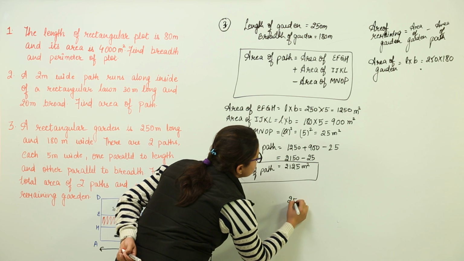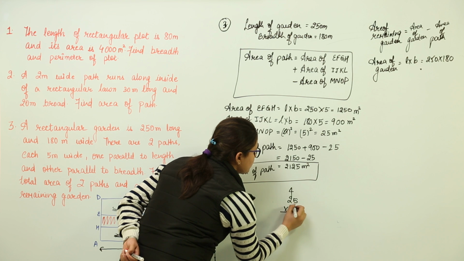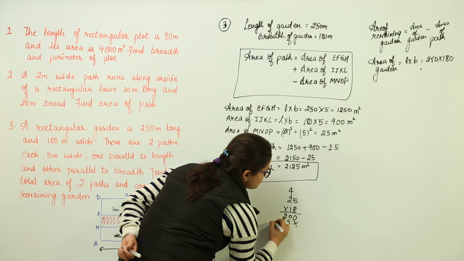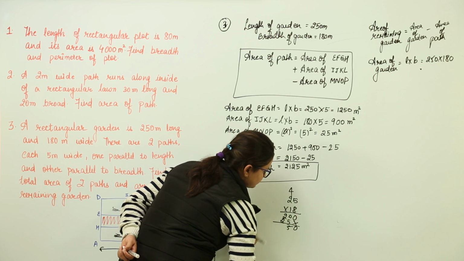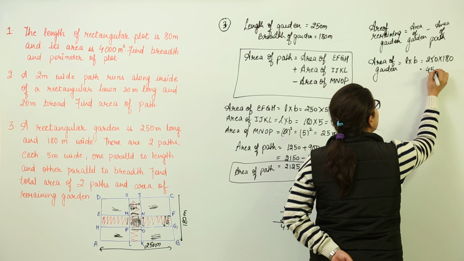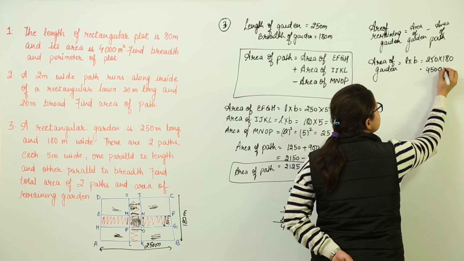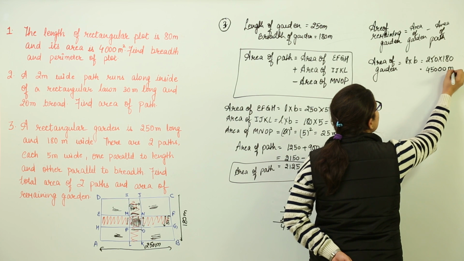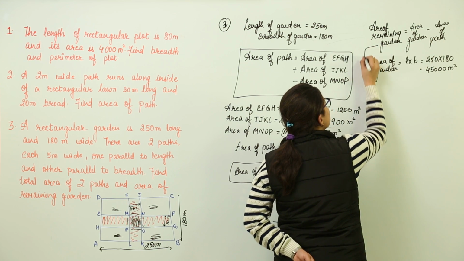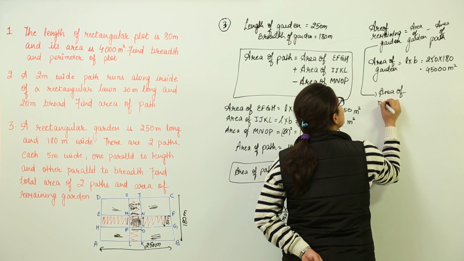Let us find that out. 25 into 18. 8 5s are 40, 4, 8 2s are 16 and 4 20. 5 and 2 you get 0, 5 and 4. So you get 450 and the 2 zeros that I had not included in multiplication. So this is the area of garden, 45,000. Now we are going to subtract the two areas. So we get from here the area of remaining garden.